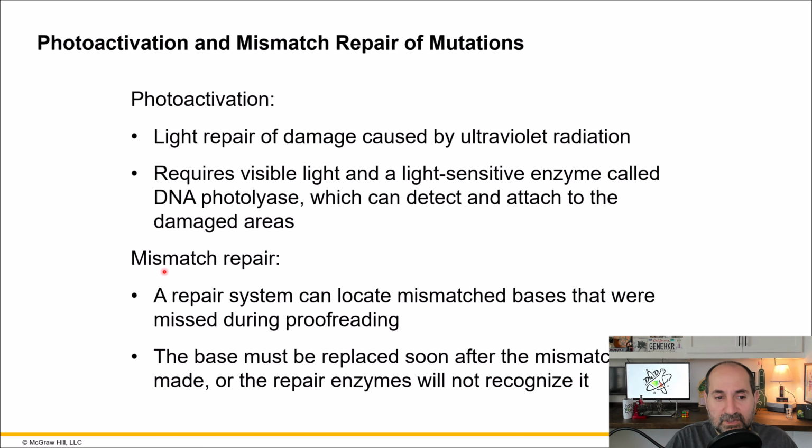Cells also have what is known as mismatch repair, a repair system that can locate mismatched bases, so mutations essentially, that were missed during proofreading, and then fix them. All right, that leads us to the end of chapter 6.